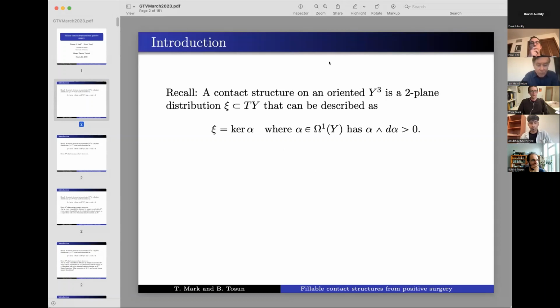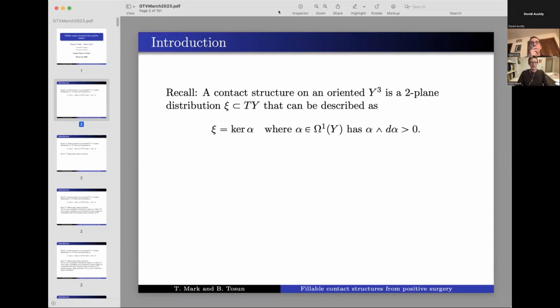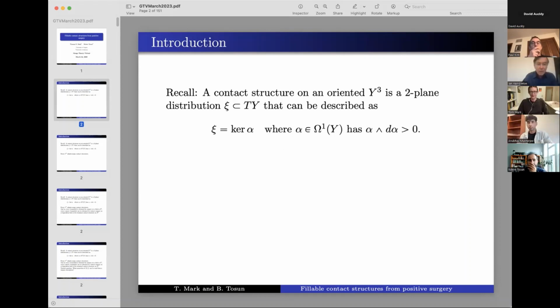So the question I wanted to talk about was, well, about contact topology. Sorry, I'm distracted by my setup here. Let's see if I can. Okay. There we go. Okay. Right.